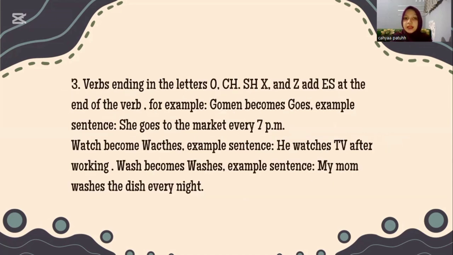Third, verbs ending in the letter O, CH, SH, X, and Z. Add ES at the end of the verb. For example, go becomes goes. Example sentence: She goes to the market every 7 p.m.